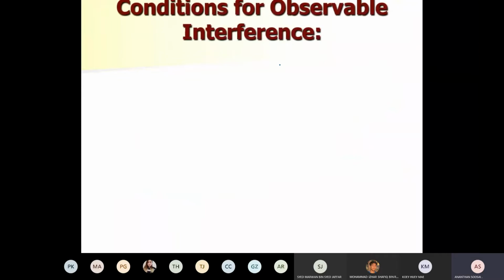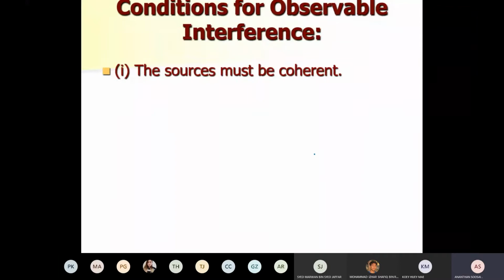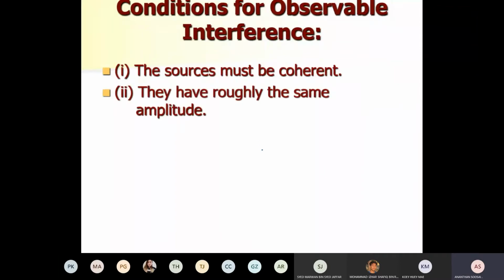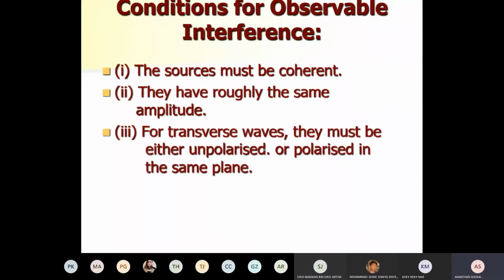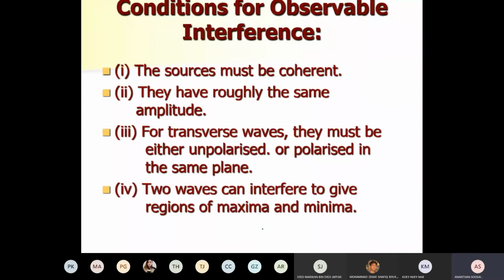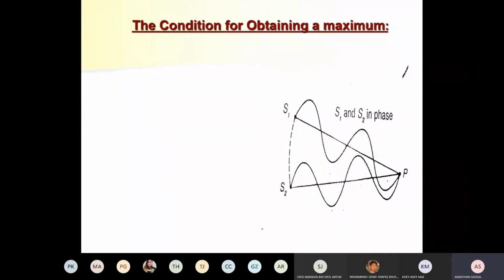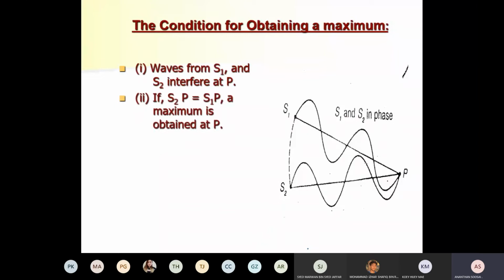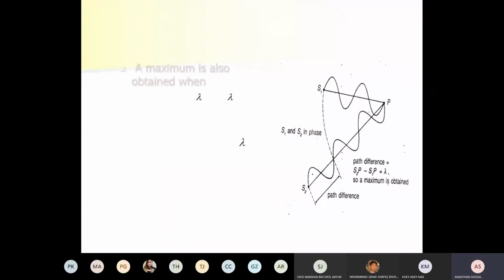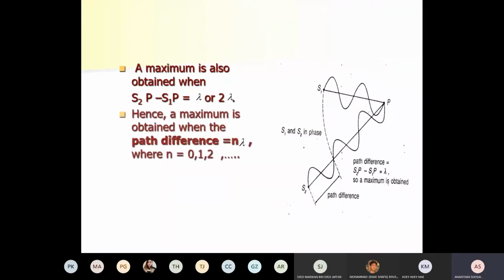Then we talked about conditions for observable interference. What is the first thing? The sources must be coherent. Second, they must have roughly the same amplitude. Third point, not that important, I think not in your syllabus. Fourth point, they must meet. So what is the condition to have an observable interference pattern? The path difference between the two sources must be in the order of what? In the order of n lambda. It should be in terms of n lambda.